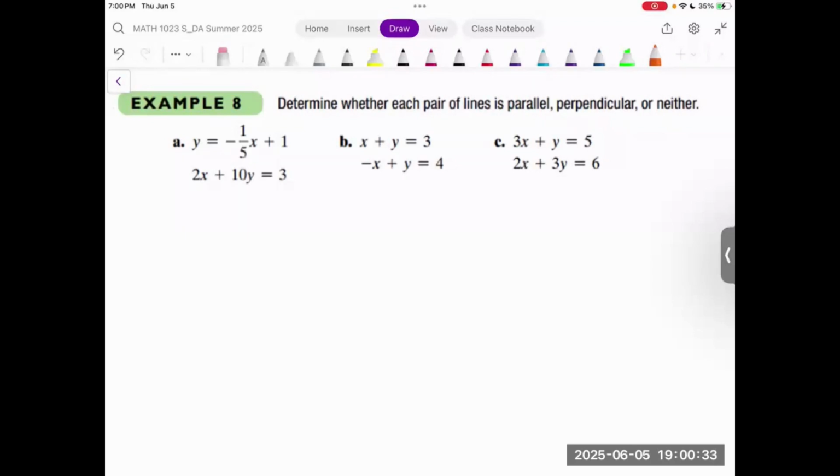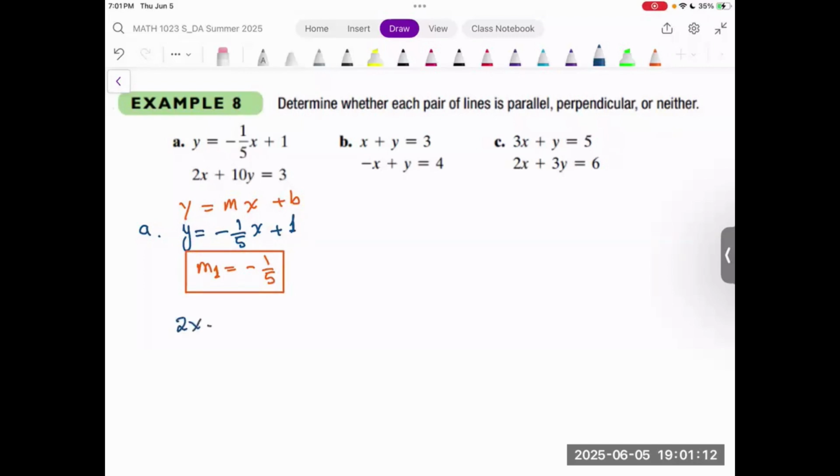So for A, we have two equations. The first equation is y equals -1 over 5 x plus 1. And this is already in the format y equals mx plus b, right? So I can call this m1. m1 here is going to be equal to -1 over 5. Everybody agree with this? That's the first slope. So now I'm moving to the second equation.